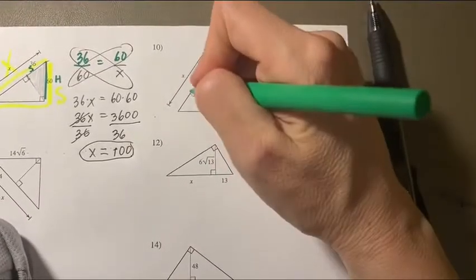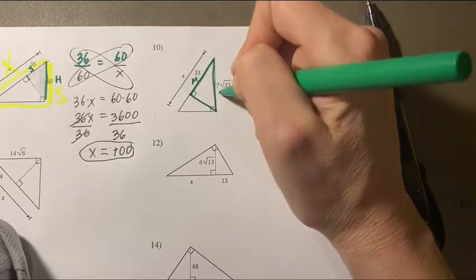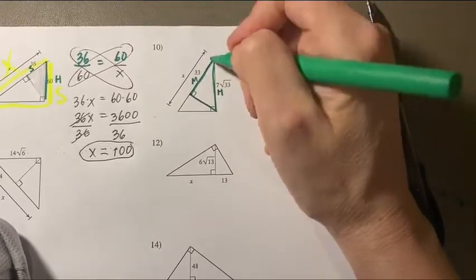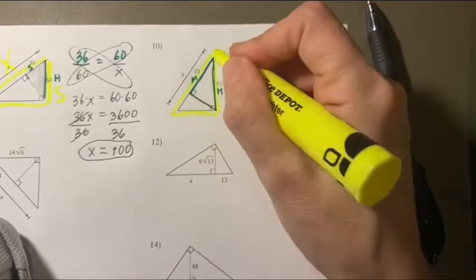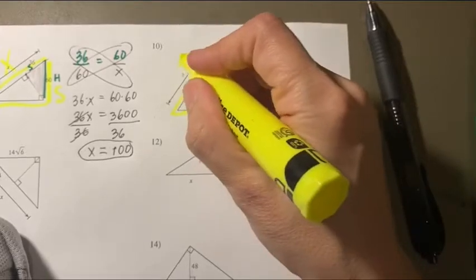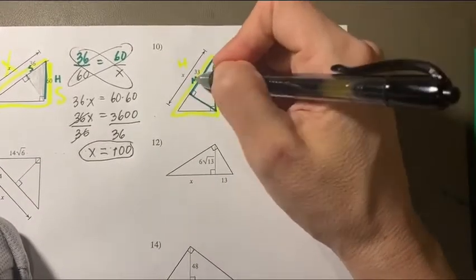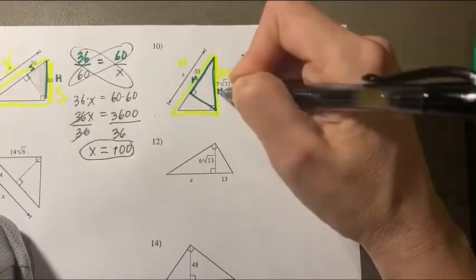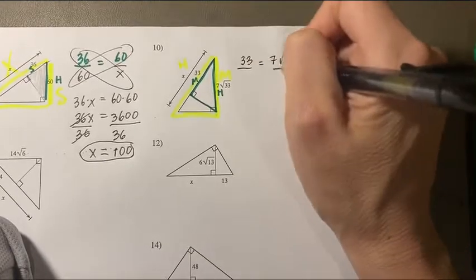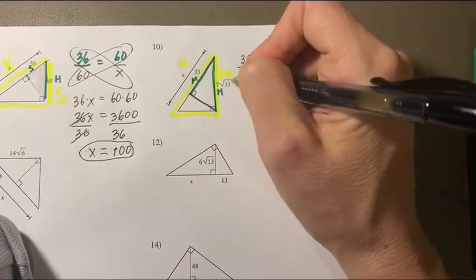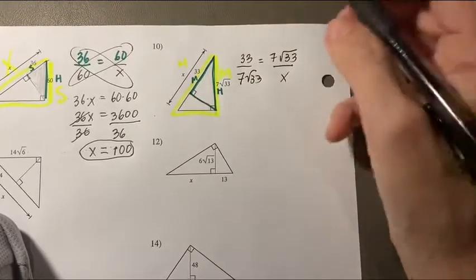Okay, teen. So on the teen here, it looks like I know the medium side and the hypotenuse. And on the mom, it also looks like, I don't know the small side, but I know the medium side and the hypotenuse. So let's set it up the same way. Medium on the teen, 33. Hypotenuse on the teen, 7 times the square root of 33. Now with the mom, medium side of the mom, 7 times the square root of 33. Hypotenuse of mom, x. Beautiful.